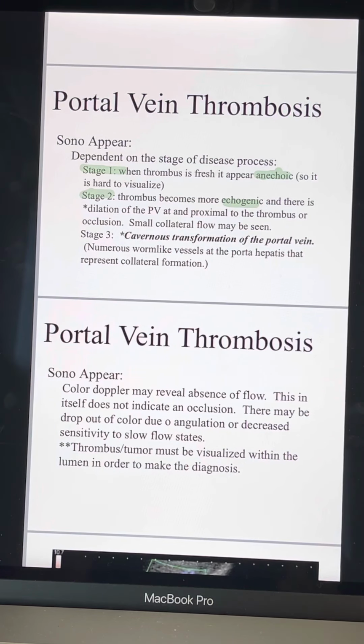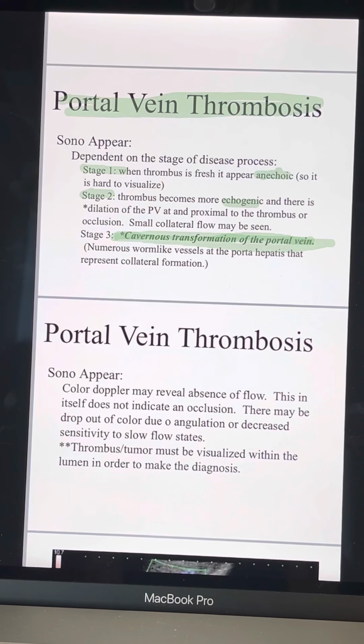Stage 3 in the liver, there is another stage that we document often with portal vein thrombosis. It is called cavernous transformation of the portal vein. Please know that. Worm-like vessels at the porta hepatis that represent collateral formation.